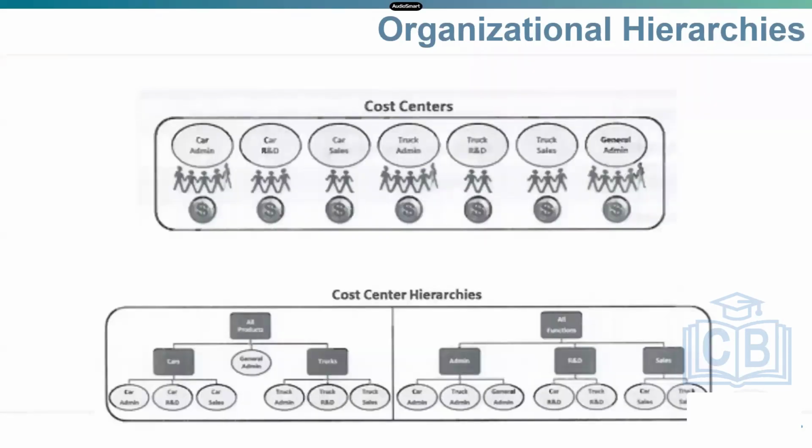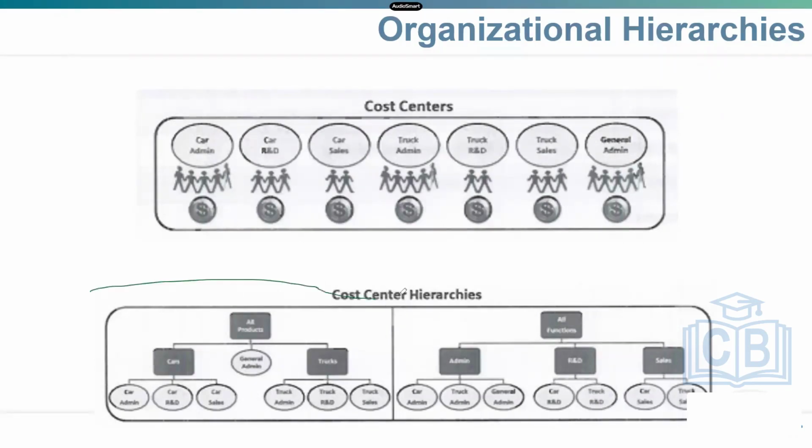An example of organizational hierarchy: if you have, say, seven cost centers, the names of the cost centers that we see here are car admin, car R&D, car sales, truck admin, truck R&D, truck sales, and then general admin. So depending on the type and setup of your organizations, you can have multiple types of hierarchies depending on the need of your organization or the policies of your organization.